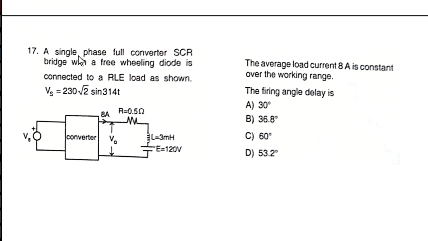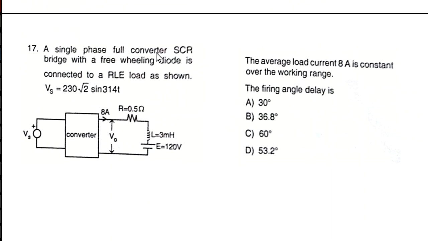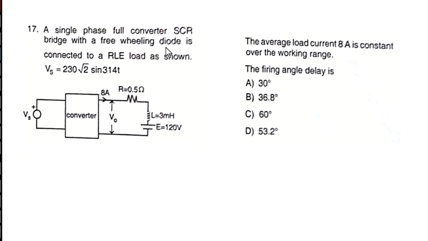A single phase full converter SCR bridge with a freewheeling diode is connected to a RLE load as shown in the figure, where Vs is equal to 230 into root 2 sin 314t. Okay, the average load current, 8 amperes, is constant over the working range here. When the current is constant, VL is equal to L into di by dt. When di by dt is constant, it's 0. So the voltage across this element will be 0 volts.